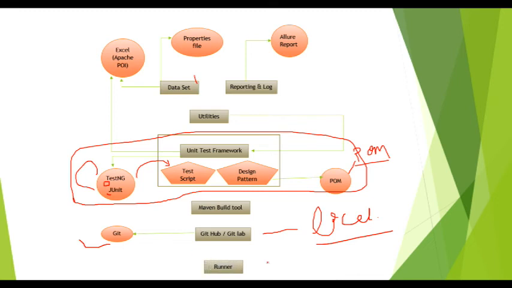The last component of the framework is the Runner. So we have all the files stored in the storage location in Git. But how to run all those files? To run all those files, we need a runner. In the software industry, we have lots of runners available.